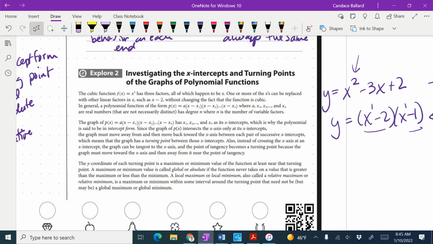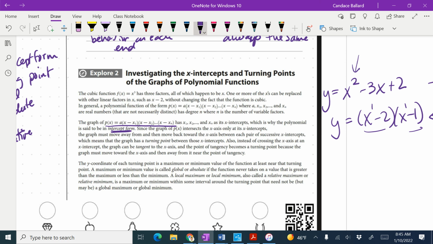So hopefully you found that this is the intercept form of a polynomial. All they're saying is I'm just going to expand that all the way out, and it's going to look like what we do with the quadratic, only it might have more terms, okay?